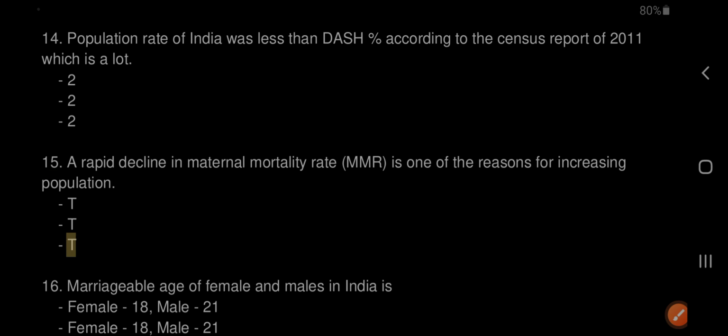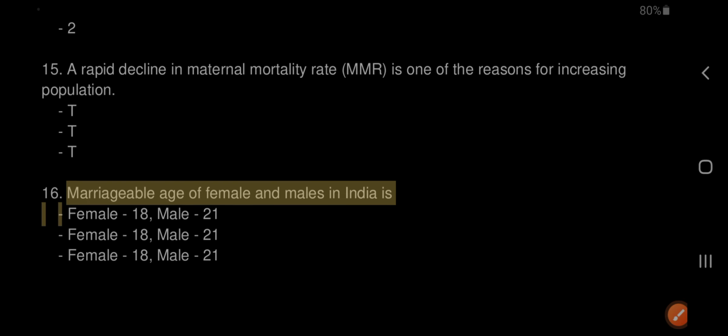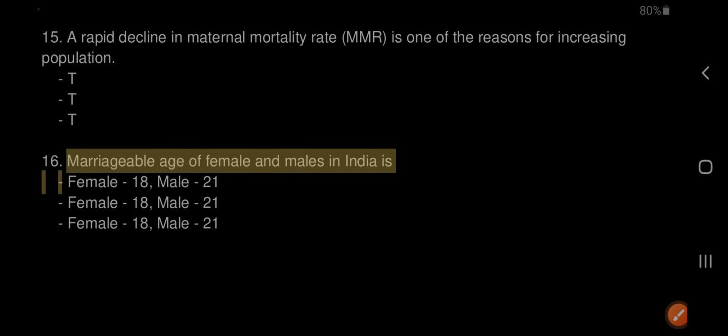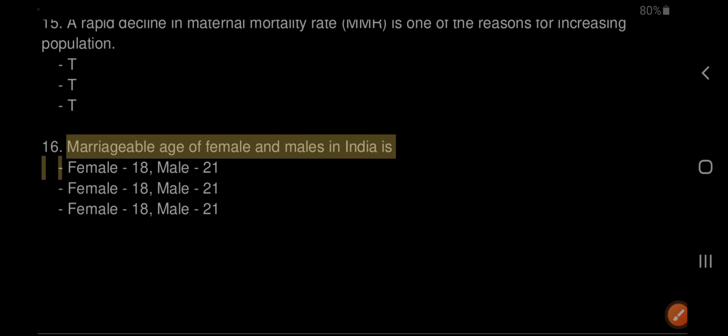16. Marriageable age of females and males in India is: female 18, male 21.